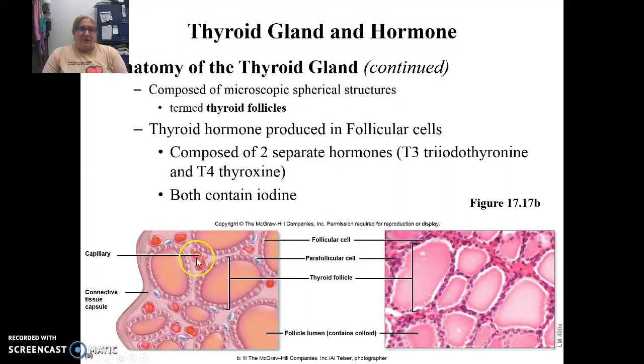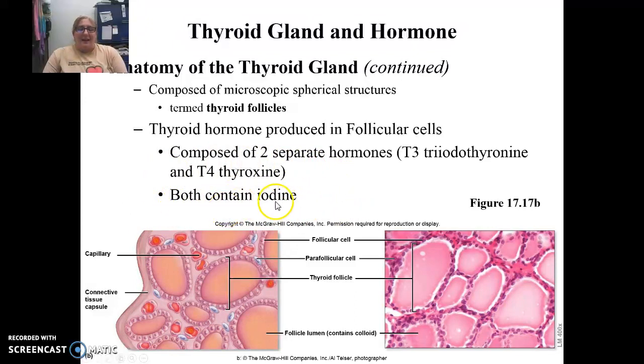And then, of course, they have a good blood supply. The follicular cells produce two hormones. One is called triiodothyronine, the other is called thyroxine. Triiodothyronine, T3, and thyroxine, T4, make up what I typically call thyroid hormone. Thyroid hormone can only be produced with iodine.